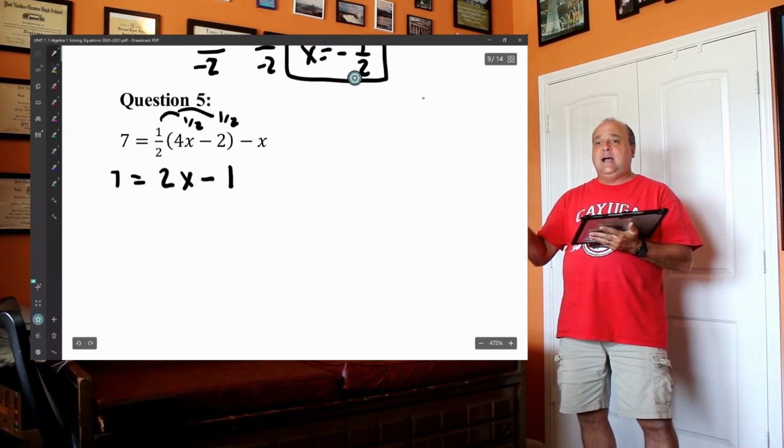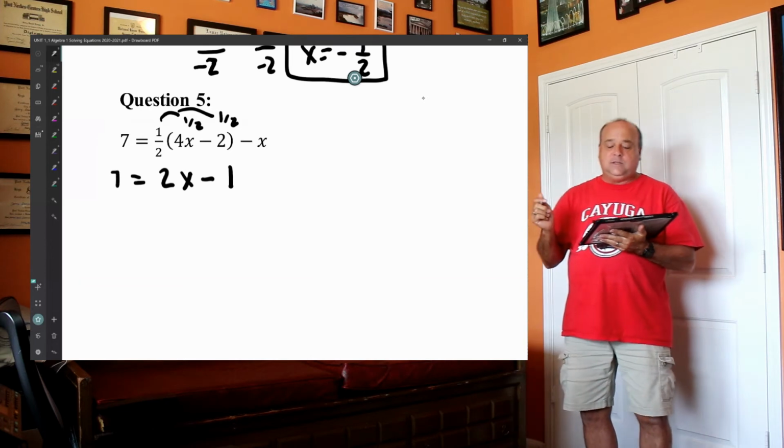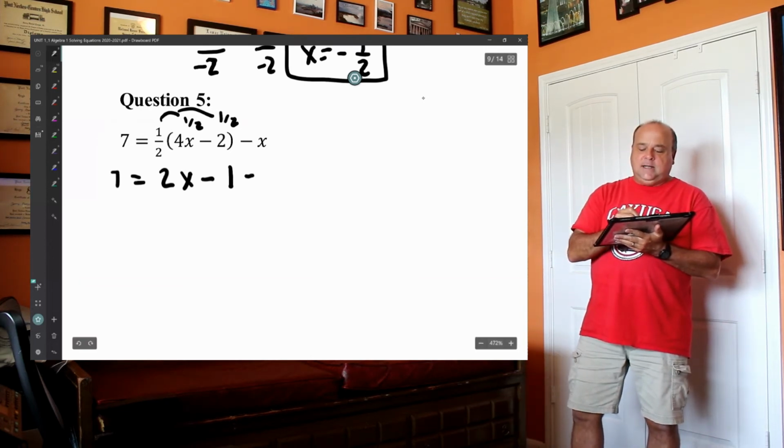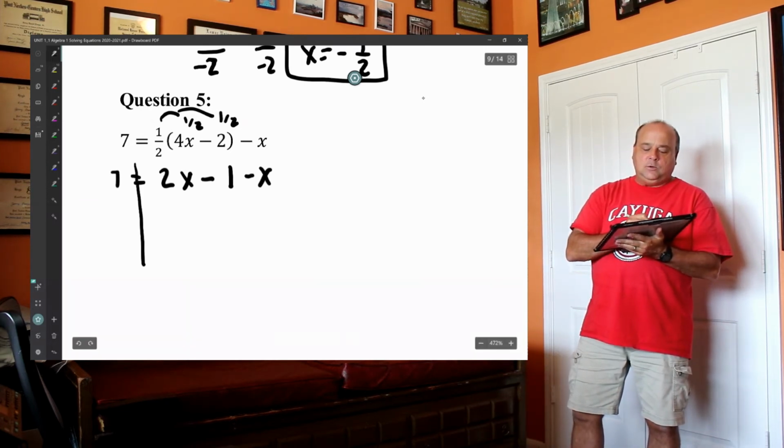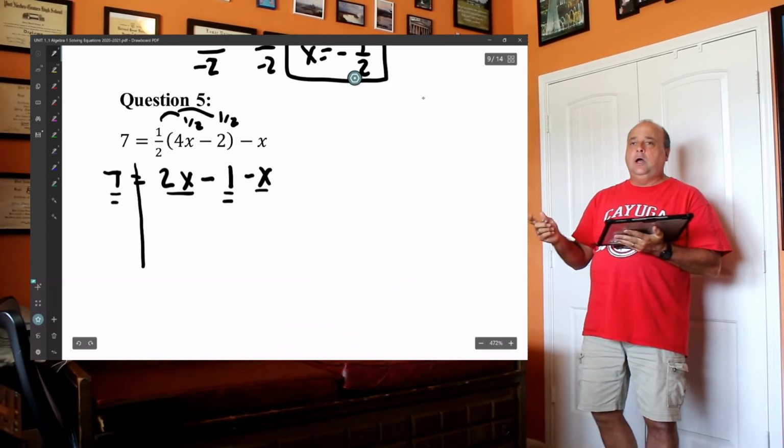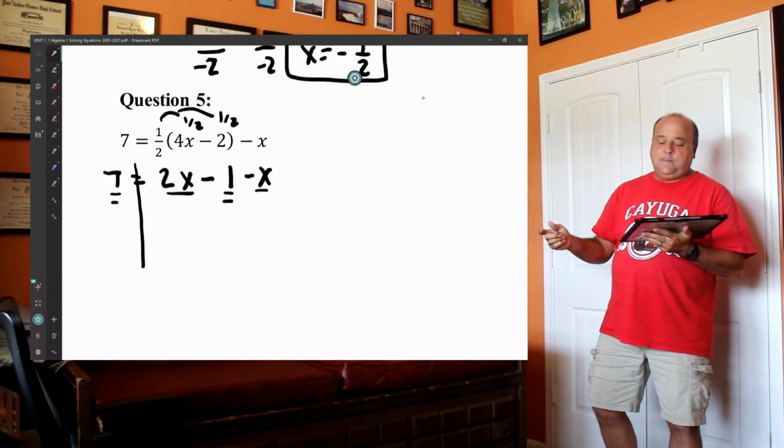So notice I got sign, number, letter when I did that parentheses. And then we're going to put minus x. Draw a bar through the equal sign. Now then we're going to combine like terms. The 7, the 2x. So I single underline my variables. I double underline my constants.